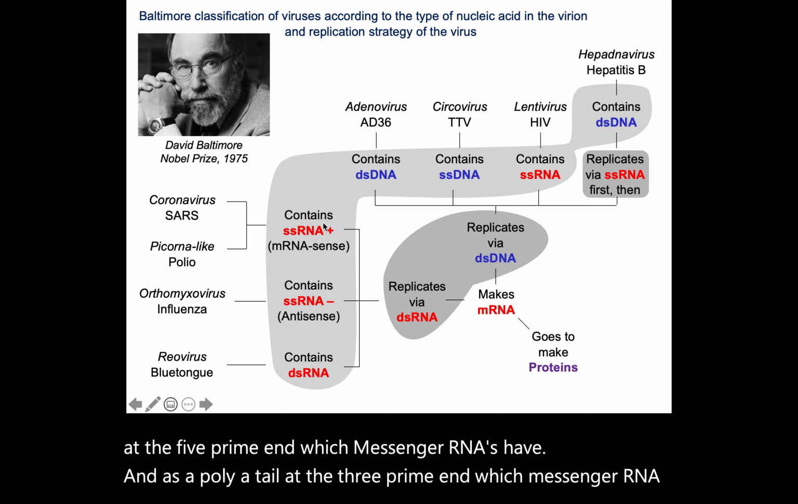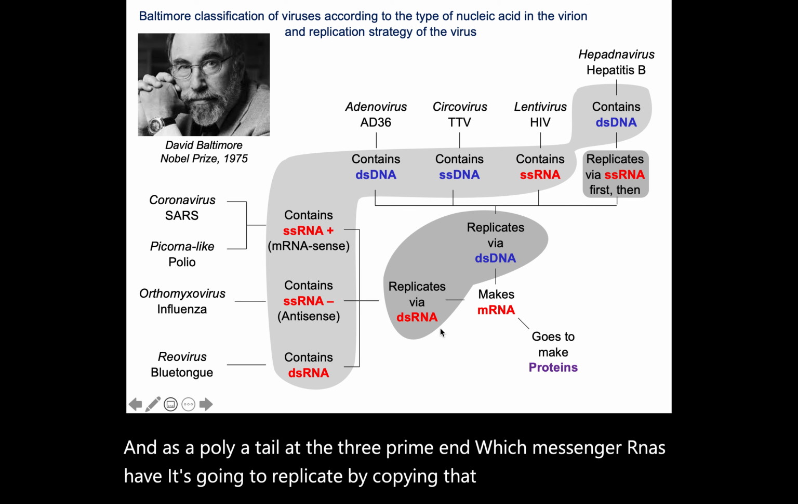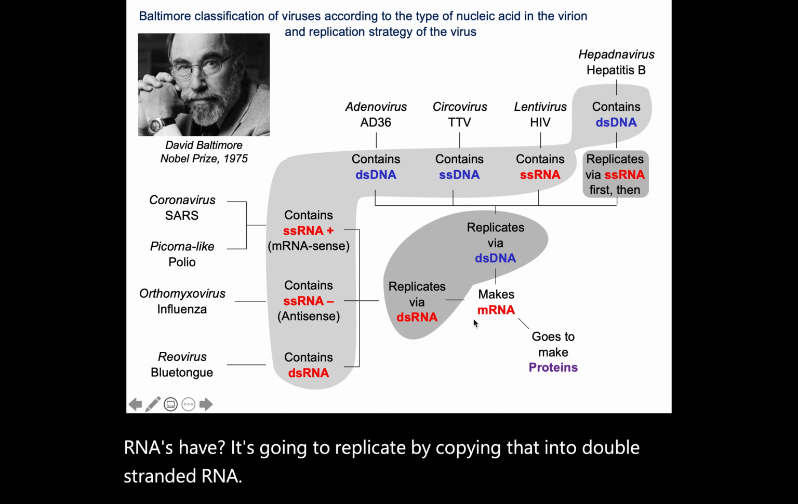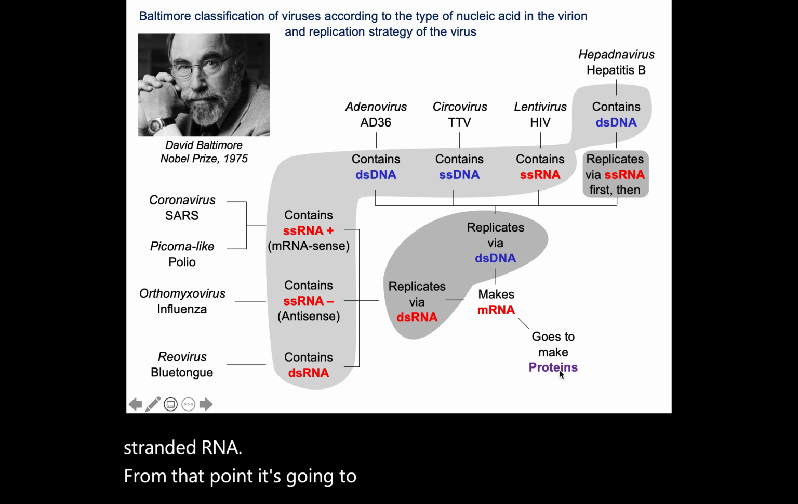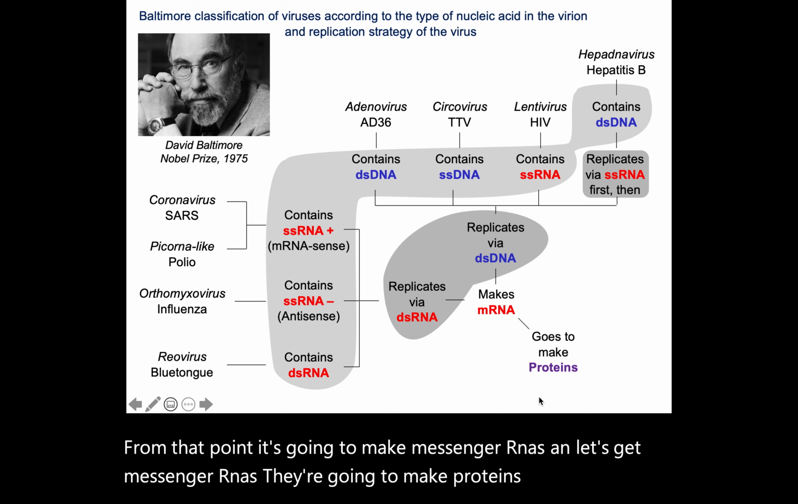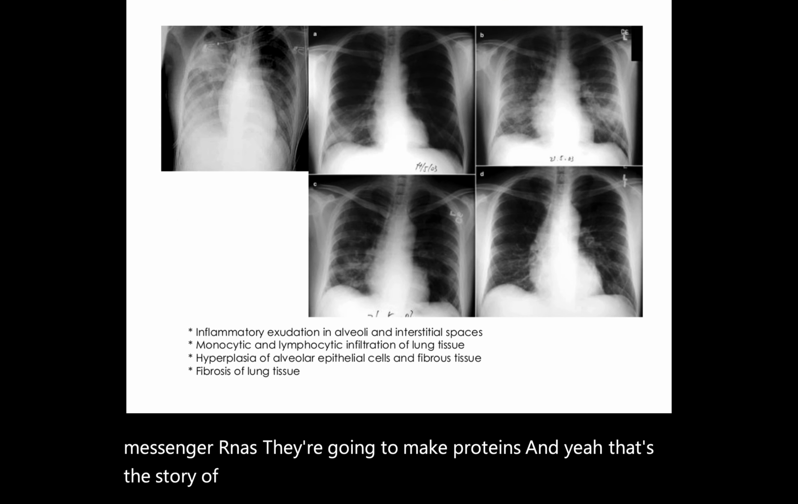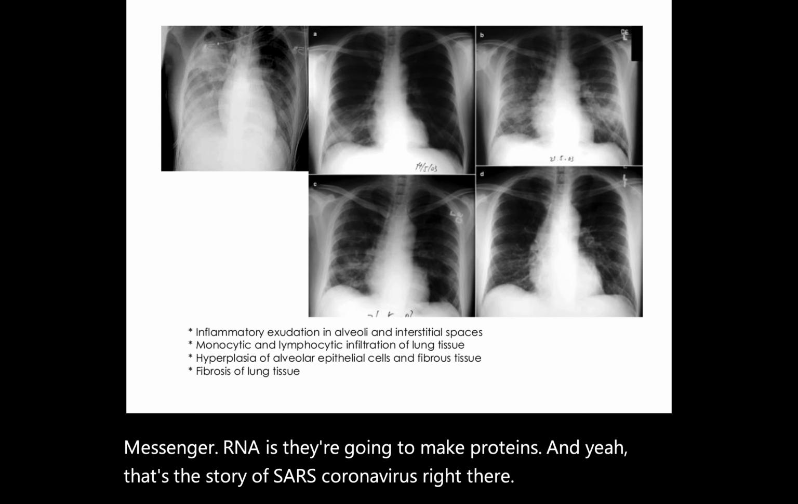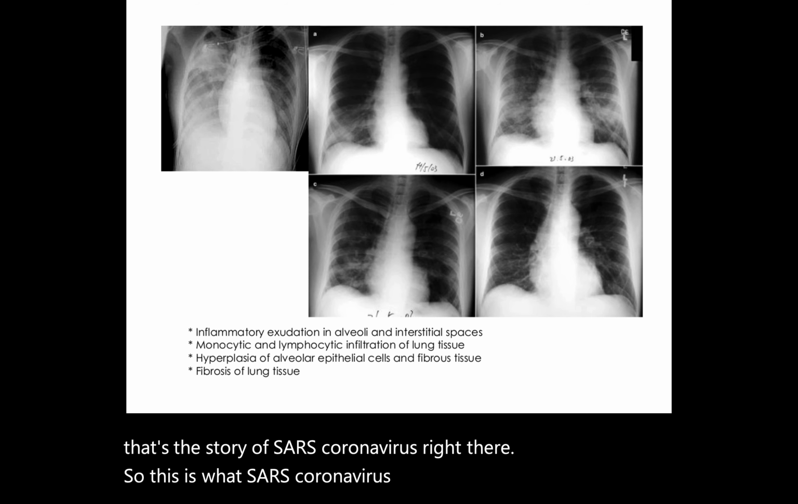It's going to replicate by copying that into double-stranded RNA. From that point, it's going to make messenger RNAs, and once it's got messenger RNAs, they're going to go make proteins, and yeah, that's the story of SARS coronavirus right there. So this is what SARS coronavirus looks like, and this would actually be true for SARS-1 or SARS-2.